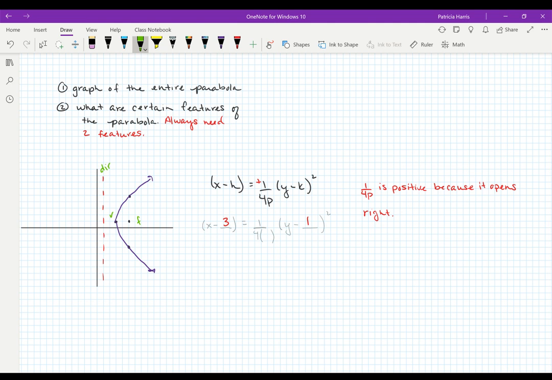Now we need to remember what p is. p is the distance between the vertex and the focus, or if you'd rather, the vertex and the directrix, whatever is easiest to count. So right here, I find that that distance is 2. So I'm going to put a 2 right there. So my final equation is going to be.